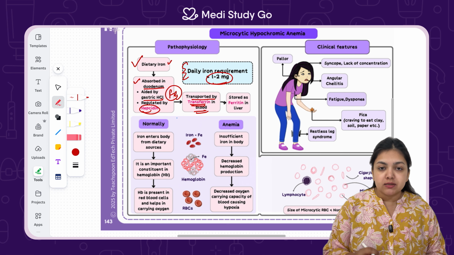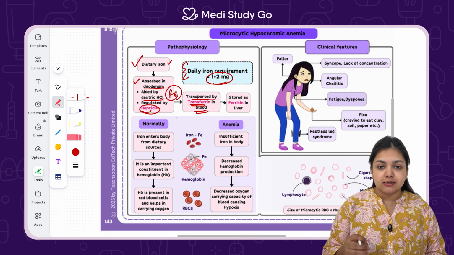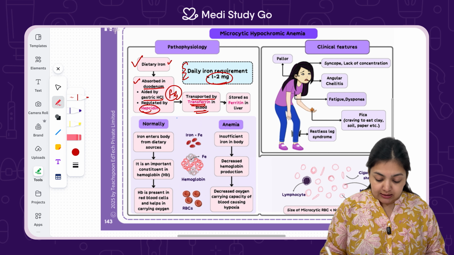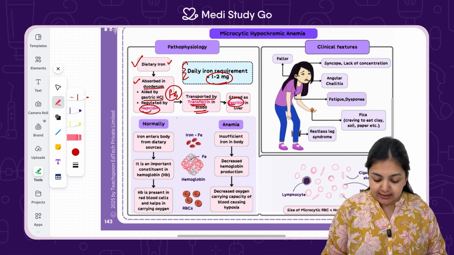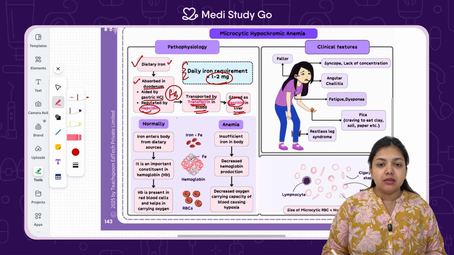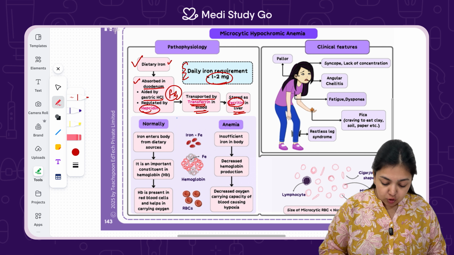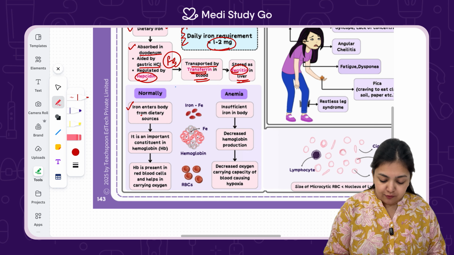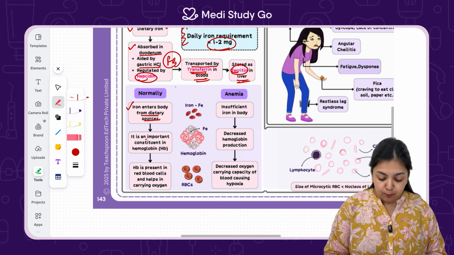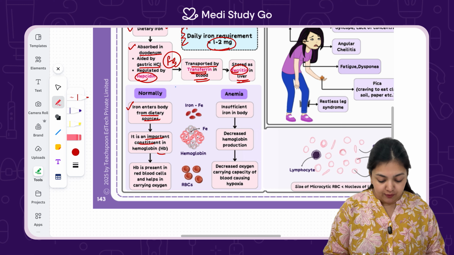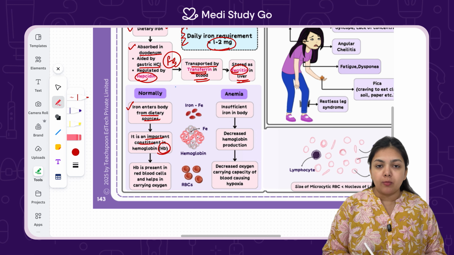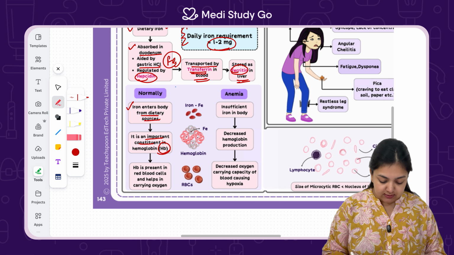So transferrin picks up the iron from the food which the gut has absorbed and takes it into the blood. This iron is then stored as ferritin in the liver and is released whenever required. So normally the iron enters the body from dietary sources. It's an important constituent in the formation of hemoglobin. If iron is normal, normal hemoglobin formation happens.